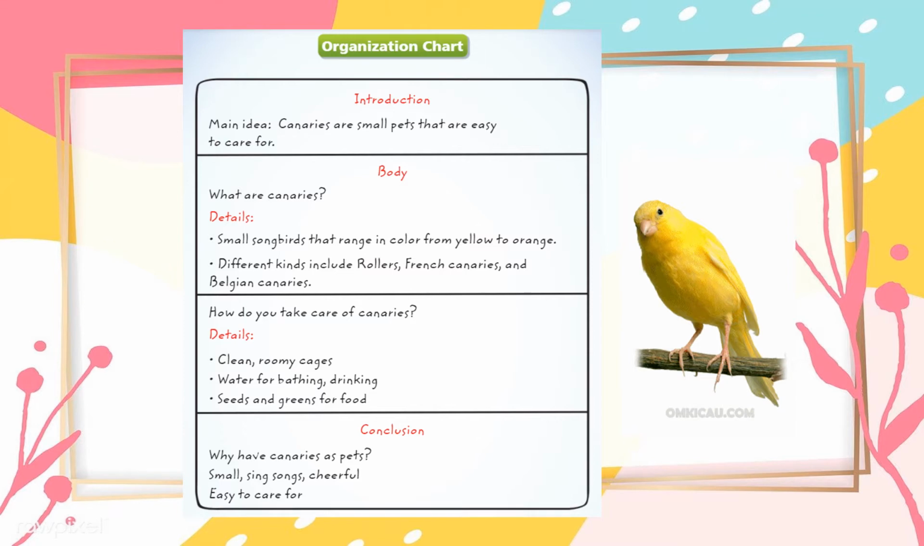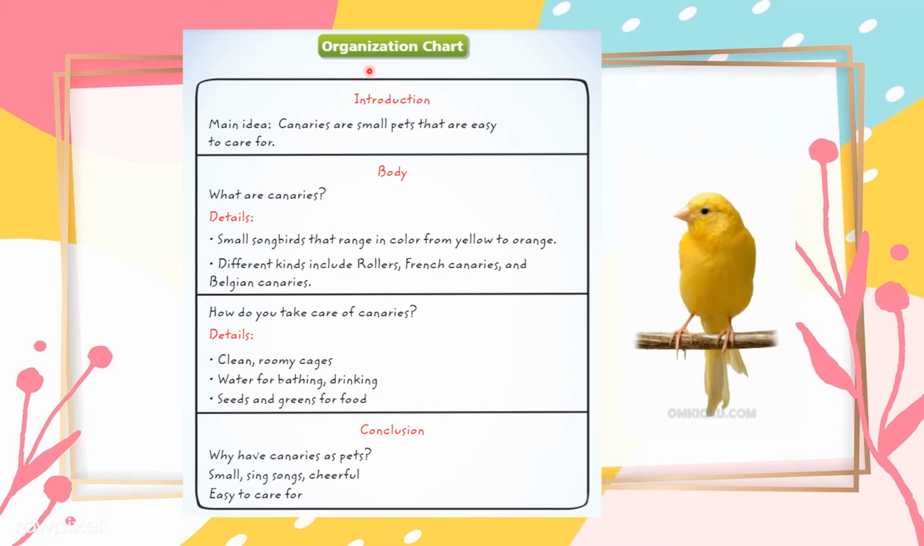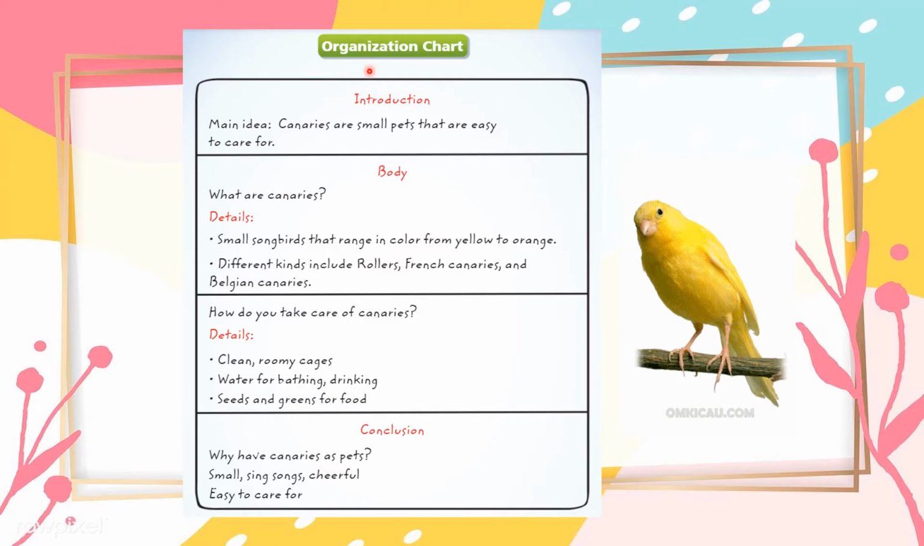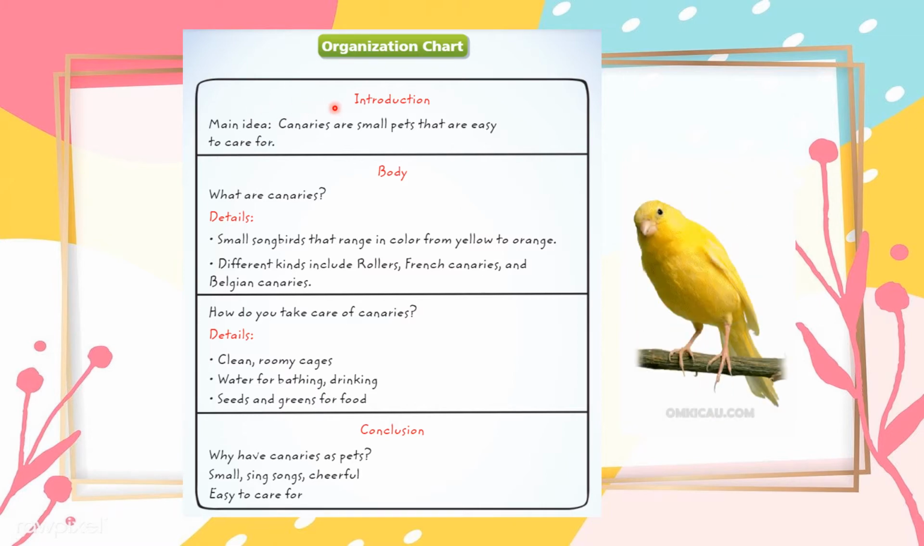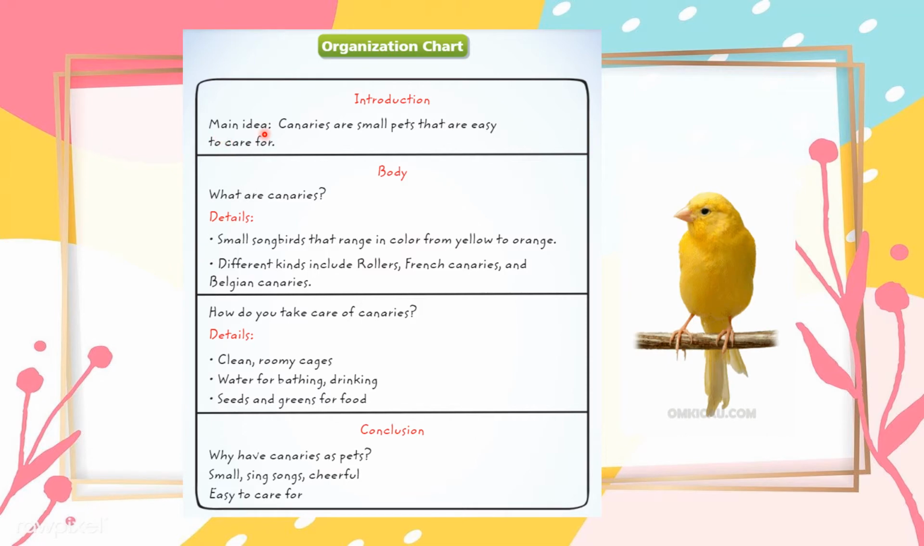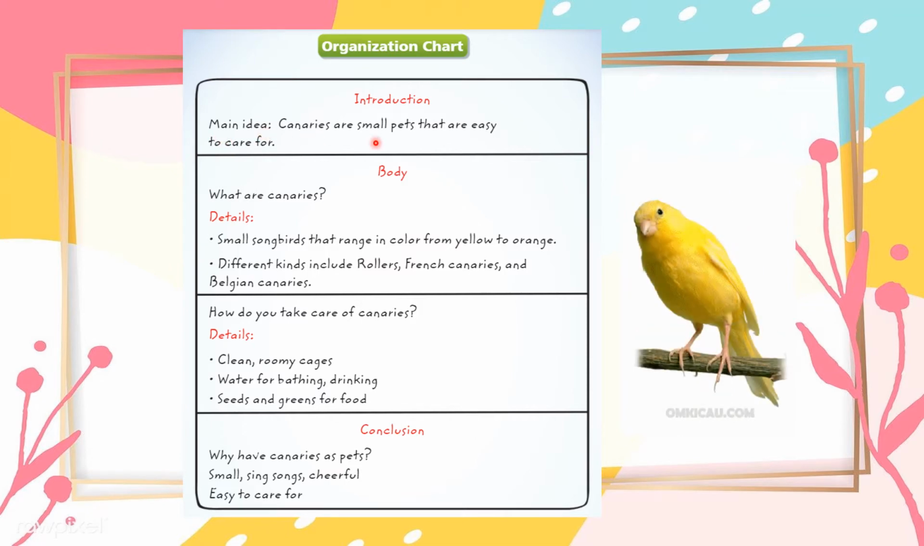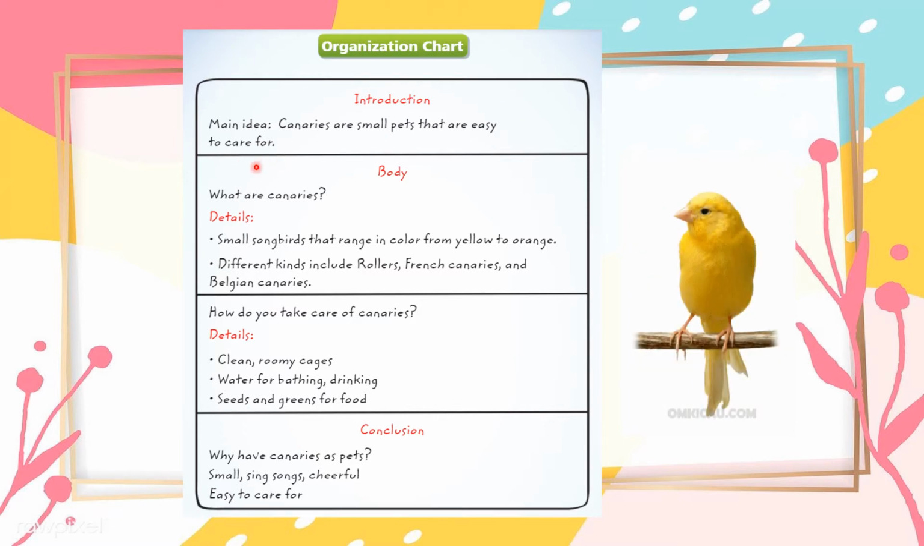After exploring a topic, then you're ready for the organization chart, the visual or graphic organizer that we have talked about earlier in the steps for pre-writing. So the first thing that you have to do is plan for an introduction. The introduction basically contains your main idea or the general idea of your written work. So canaries are small pets that are easy to care for. You have to introduce your topic.